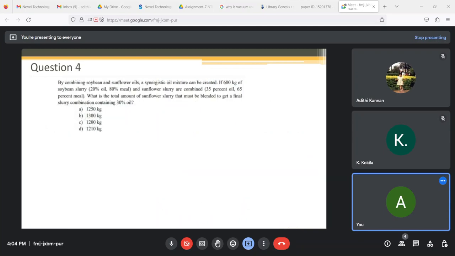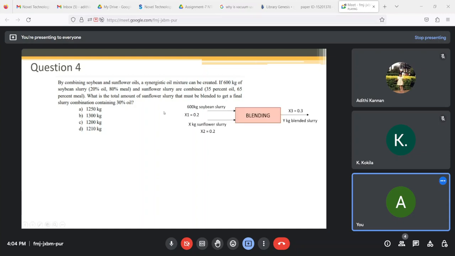Okay, question 4. We have a couple of numericals also in this session. By combining soybean and sunflower oils, a synergistic oil mixture can be created. If 600 kgs of soybean slurry, which has 20% oil and 80% meal, and sunflower slurry, which has 35% oil and 65% meal, are combined, what is the total amount of sunflower slurry that must be blended to get a final slurry combination of 30% oil? So here you can see there are two.